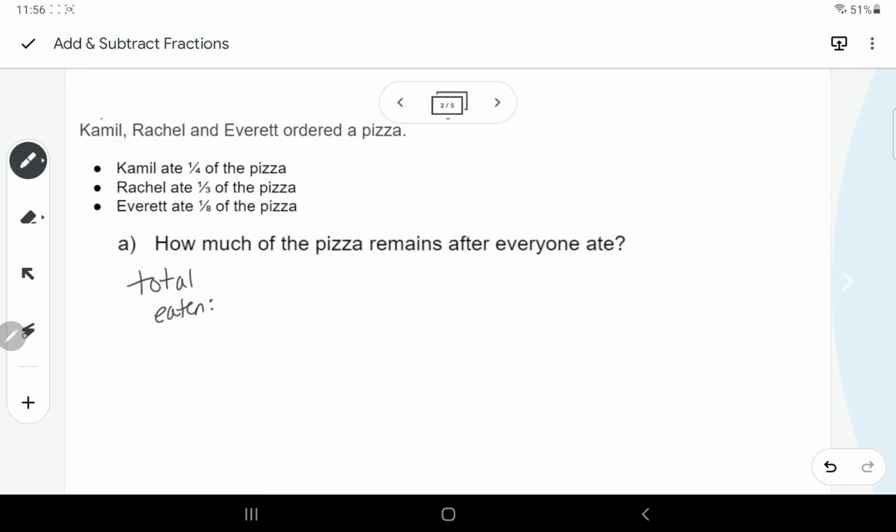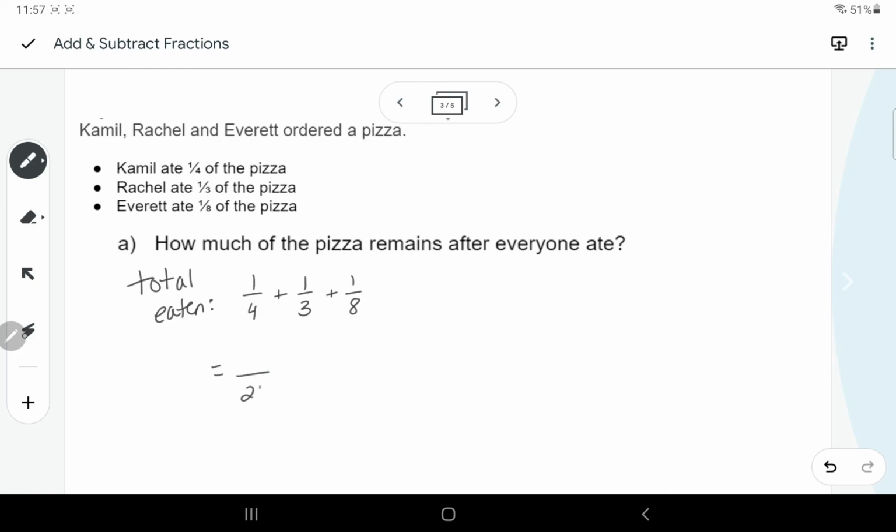We could add up everybody's amount eaten, 1/4 plus 1/3 plus 1/8, to try to figure out how much of the pizza did they eat. So we would need a common denominator, but I want to find a common denominator of all three numbers. I'm going to start by looking for a common denominator of just the 4 and the 3, and I know that that's 12. Now, does 8 go into 12? It doesn't. So I have to think, well, what would the common denominator of 12 and 8 be? And that's going to be 24.